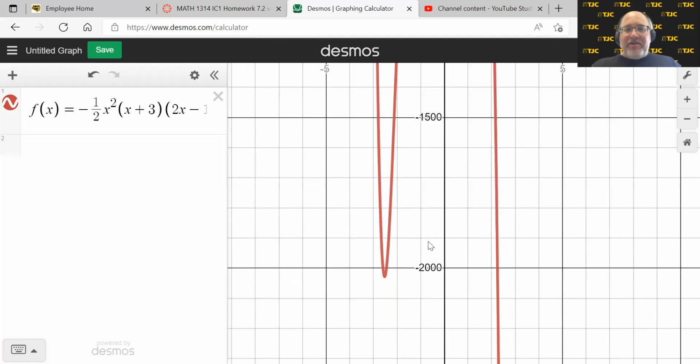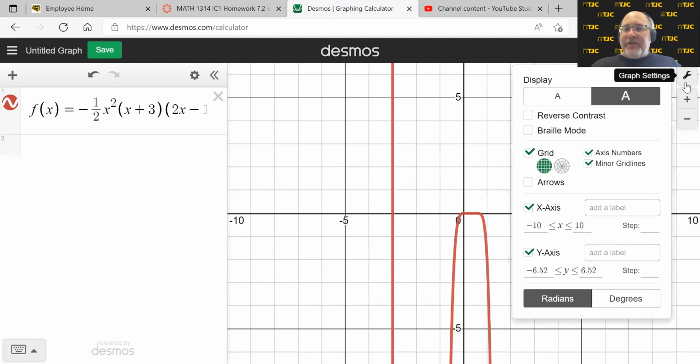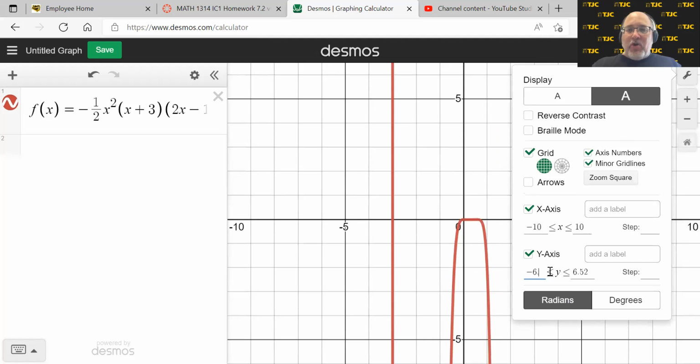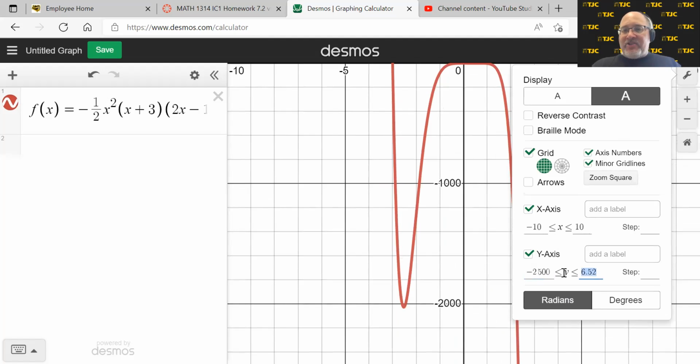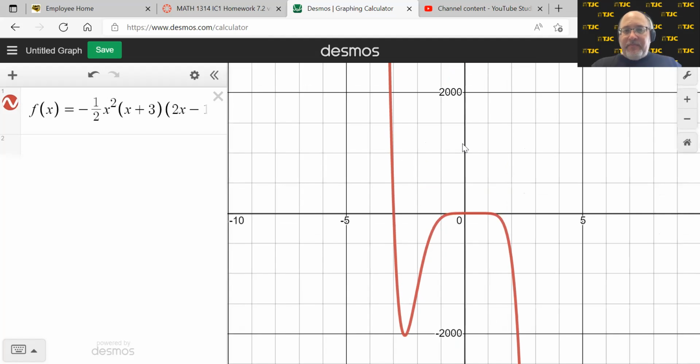Where's the bottom of that? There it is, right down there. We need to go down to the 2000s. All right, let's do this again. Y-axis, I want you to go beyond negative 2000. We'll say negative 2500. And let's go all the way up to 2500. And now we kind of see the graph.